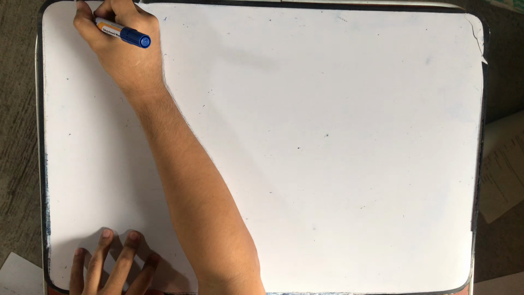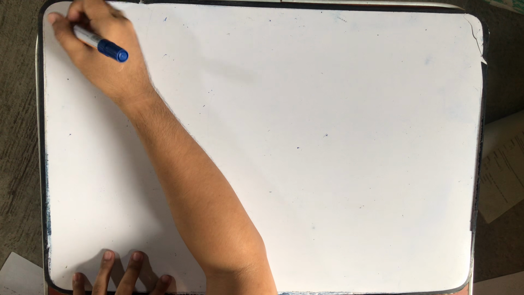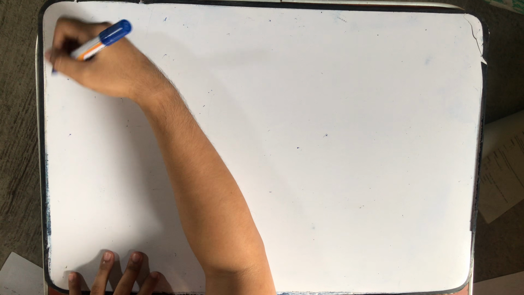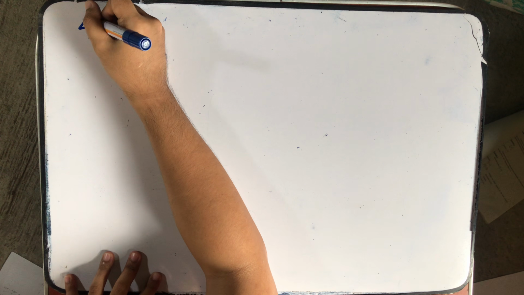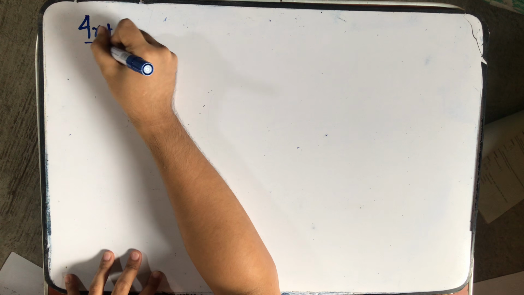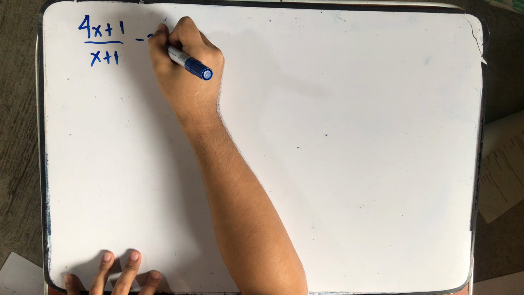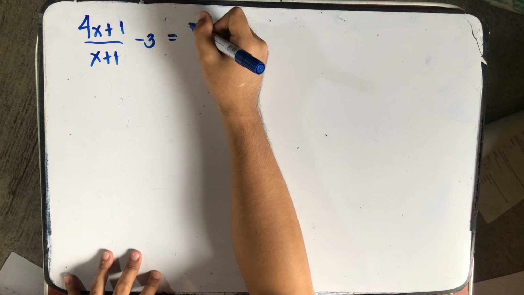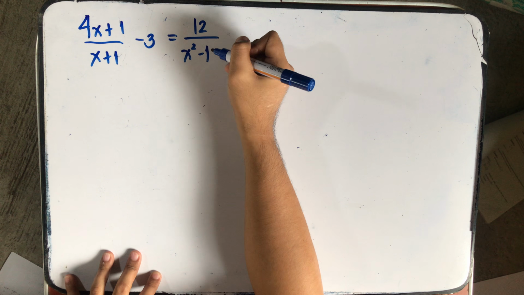So let's have an example. What if we are now given a fraction, a whole number, and the right side is equal to a fraction? Okay, so we are given (4x + 1)/(x + 1) - 3 is equal to 12/(x^2 - 1).